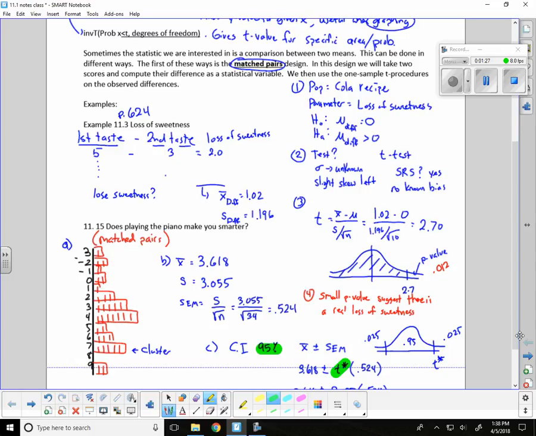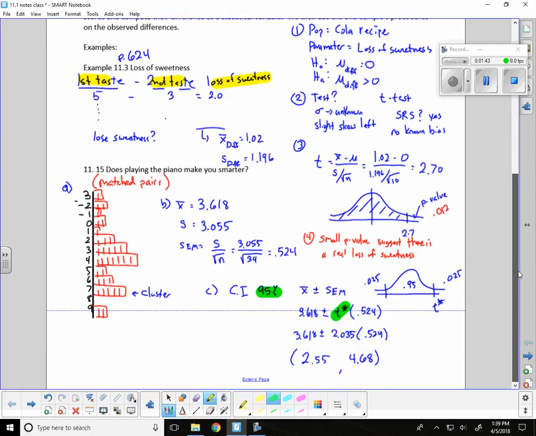And that's kind of what we did in the loss of sweetness example. We had the first minus the second, which gave us the loss. And then we also talked about the piano example, where we had their score before and their score afterwards. And we treat it as a single sample.